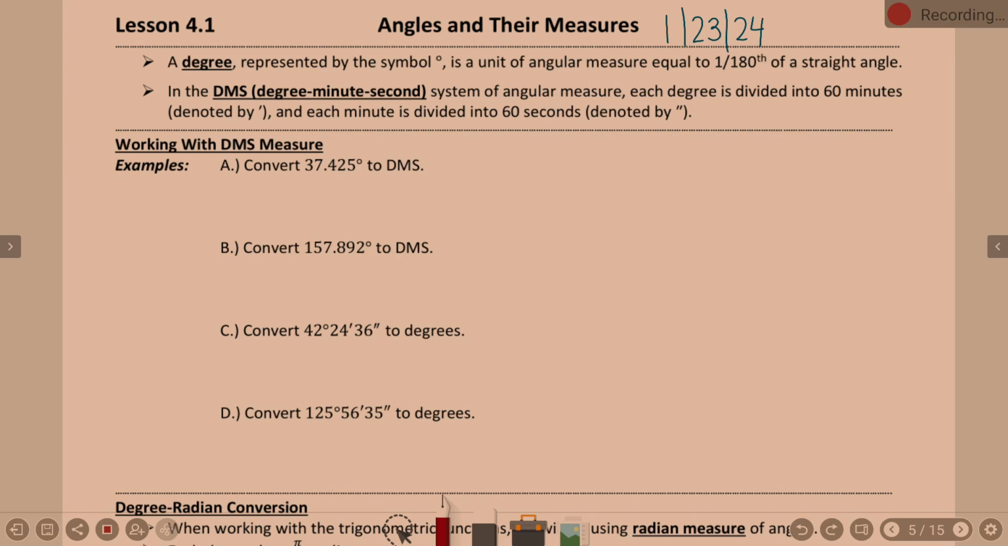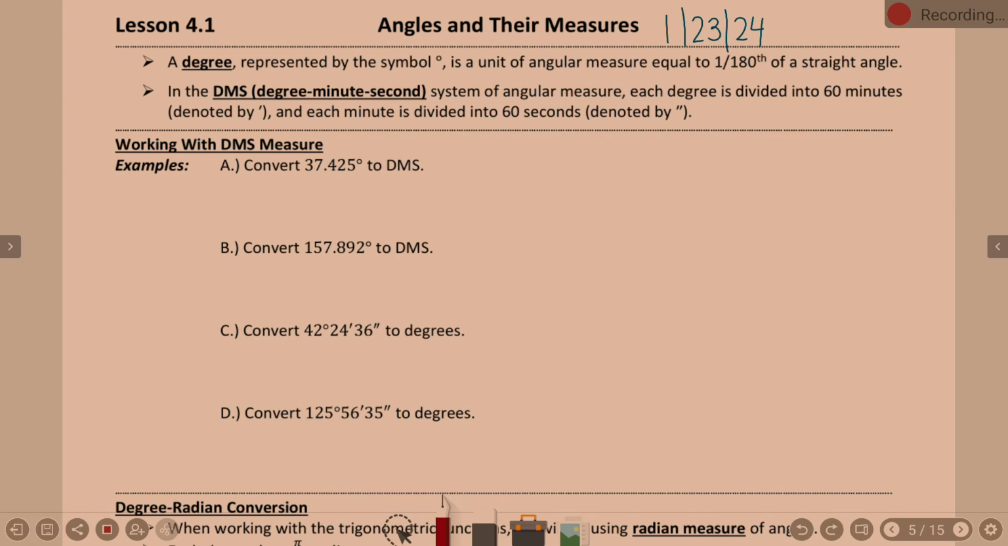Now, before we jump into radians, we need to talk about DMS, degree, minute, second. We kind of introduced this. We don't do a lot with this one throughout the chapter, but it's still pertinent information. So in the degree, minute, second system of angular measurement, each degree is divided into 60 minutes, which is denoted by what I think of as kind of like an apostrophe symbol. And then each minute is divided into 60 seconds, which is denoted by a double apostrophe, or kind of like a quote mark, right?